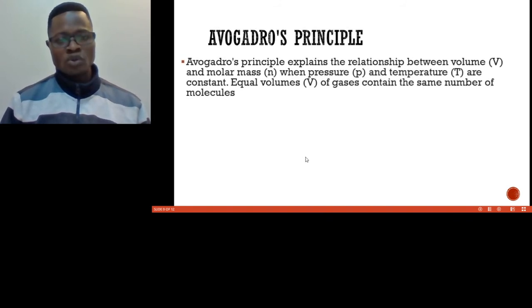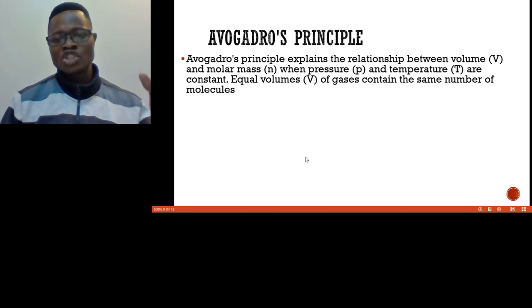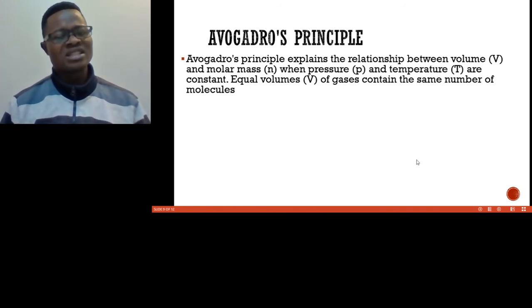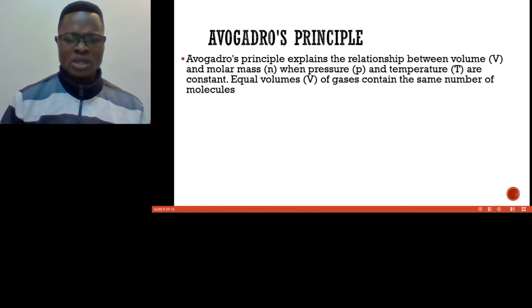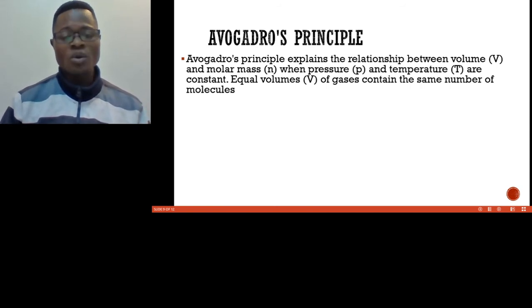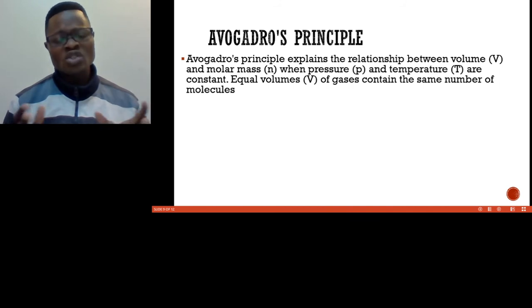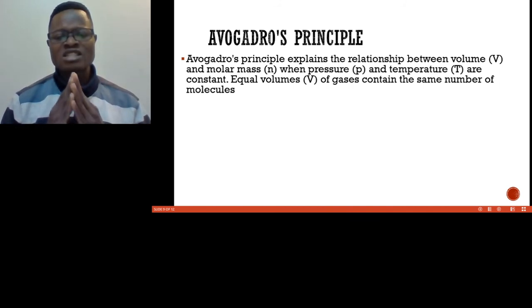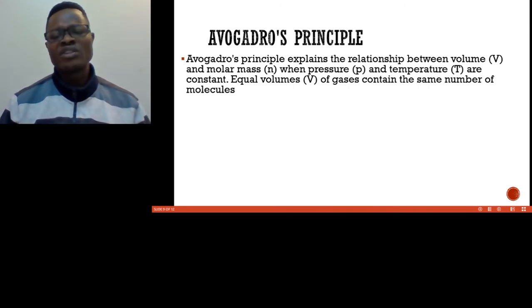Avogadro's principle explains the relationship between volume and molar mass when the pressure and the temperature are kept constant. Of course, equal volumes of gases contain the same number of molecules. So when we talk about molecules or particles, we are talking about equal volumes of gases stored in a container. They have the same number of molecules.